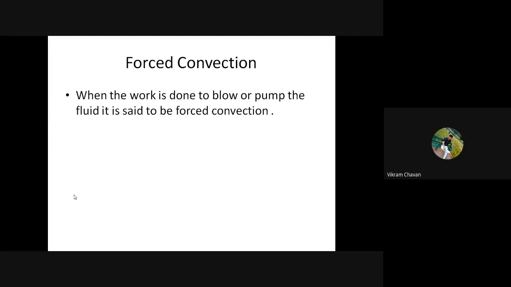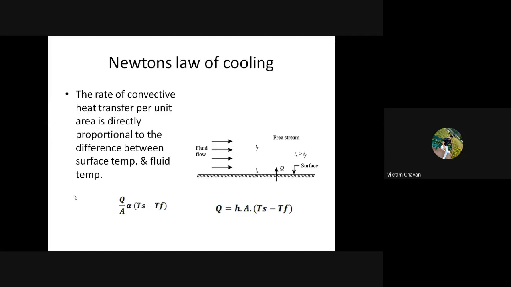Okay, great. So the next heading, you had Newton's law of cooling, which is called the governing law of convection heat transfer. Convection heat transfer is governed by Newton's law of cooling. So for the same purpose, you are considering this particular figure.